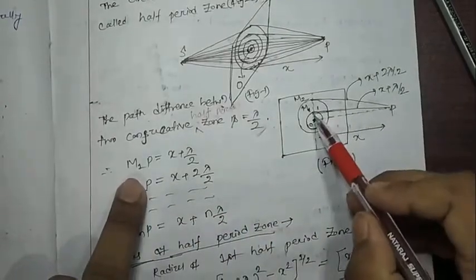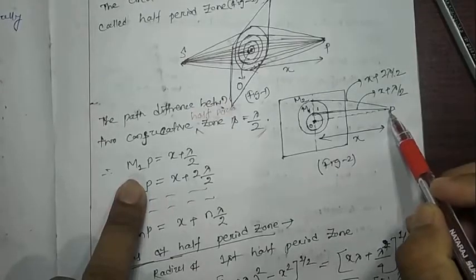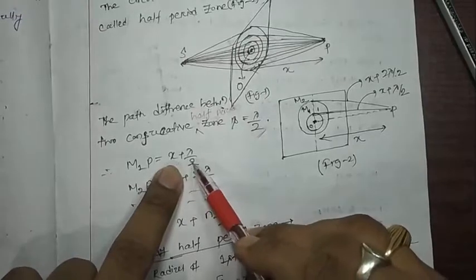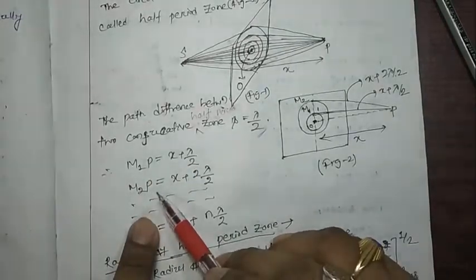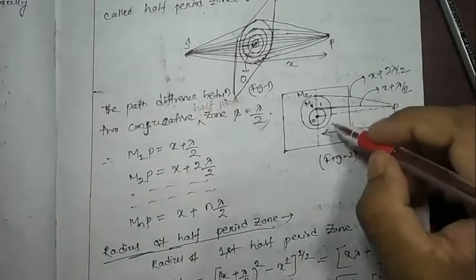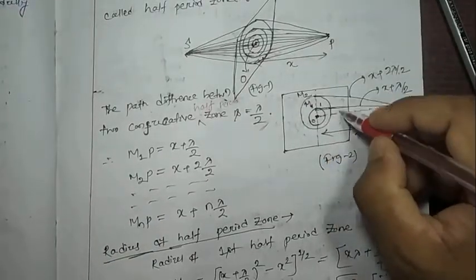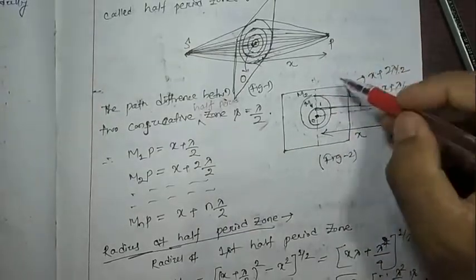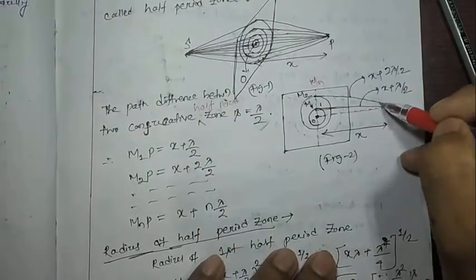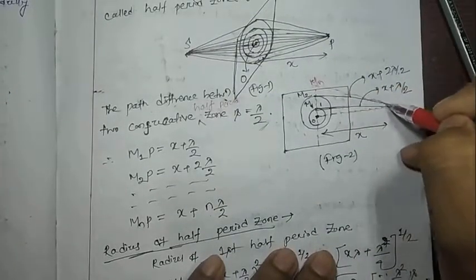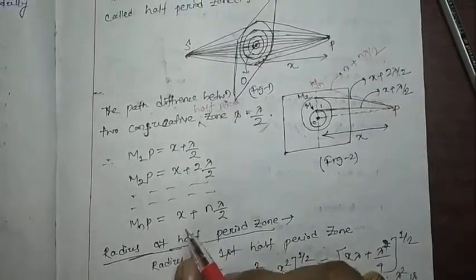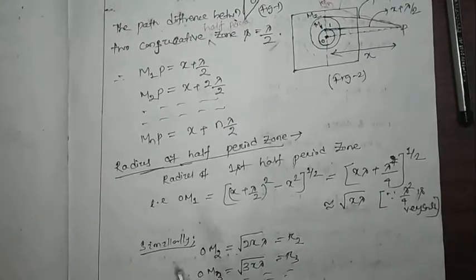So the distance M1 to P will be x plus lambda by 2, and M2 to P is x plus 2 lambda by 2. Likewise, if we consider Mn, the distance from Mn to P will be x plus n lambda by 2.